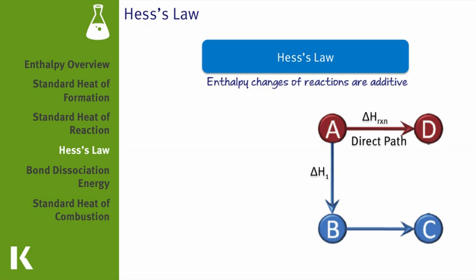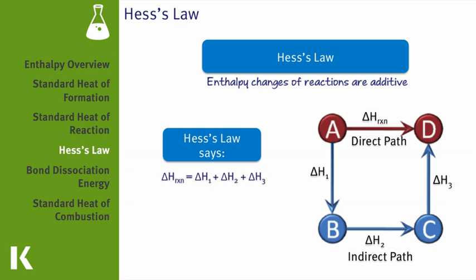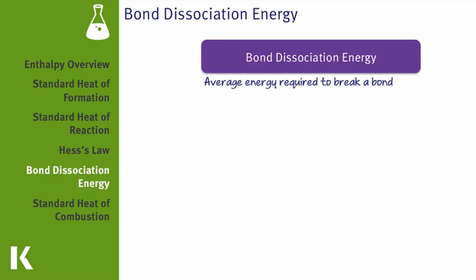And some of these steps may be exothermic or endothermic, but we can add all of these enthalpies together to find the total enthalpy of the reaction. And Hess's law is not exclusive to just enthalpy. It really applies to all of the state functions, including entropy and Gibbs free energy. We've already identified that on test day, you may have to find the total enthalpy of a reaction by using either the standard heat of reaction or Hess's law.